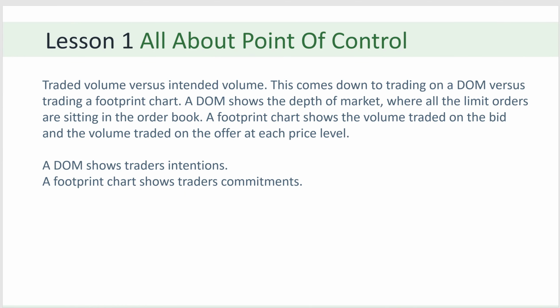Now, traded volume versus intended volume, and this comes down to trading on a dome versus trading a footprint chart. People always ask me, what's the difference between trading on a dome and depth of market with price ladder as opposed to a footprint chart? A dome shows the depth of market. It's going to show where all the limit orders are sitting on the order book. And is that important? To some people it is important, but for me, I believe traded volume is more important, because the footprint chart is going to show you volume traded on the bid. It's going to show you the volume traded on the offer at each price level.